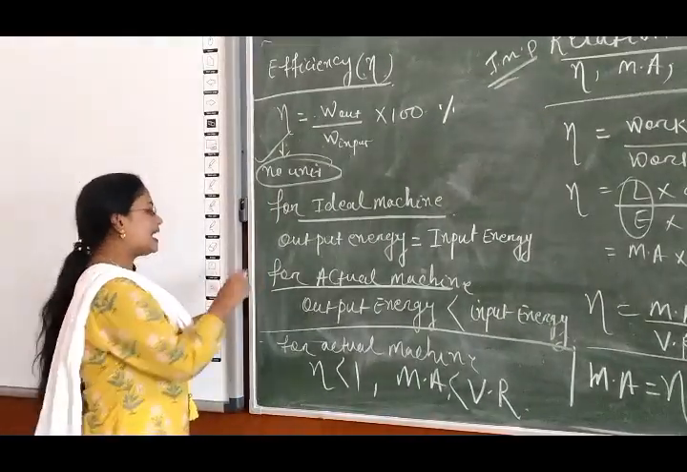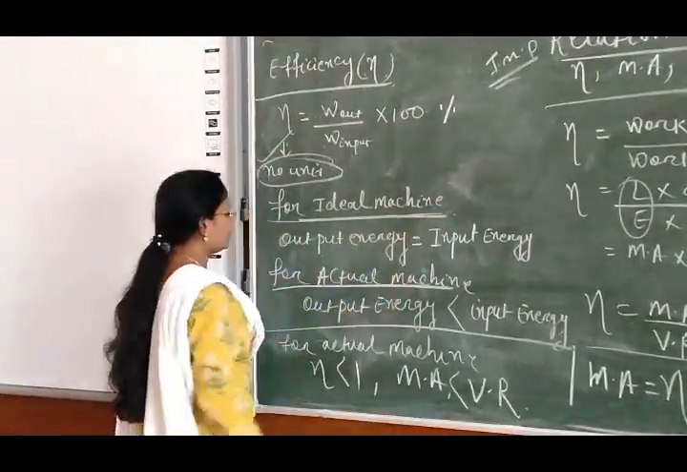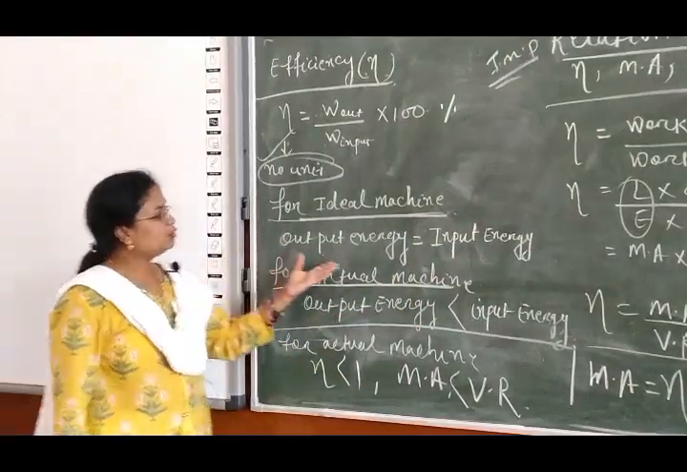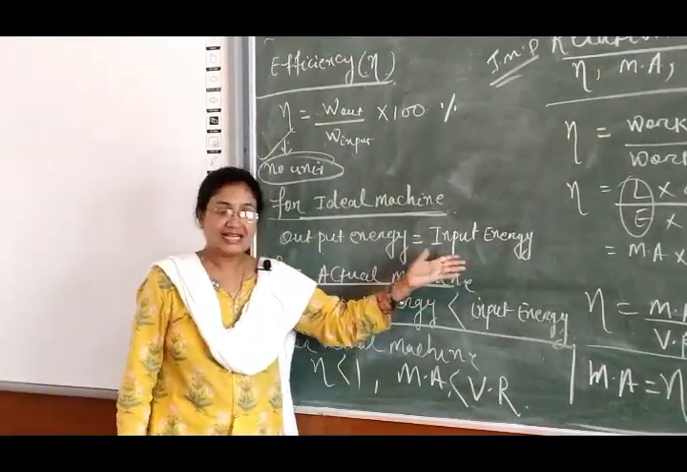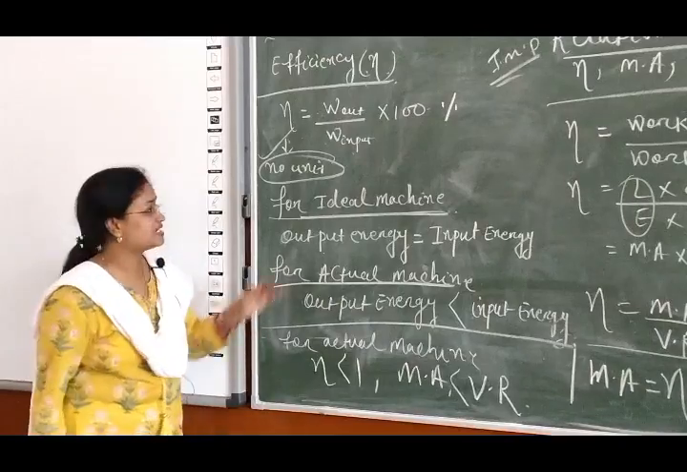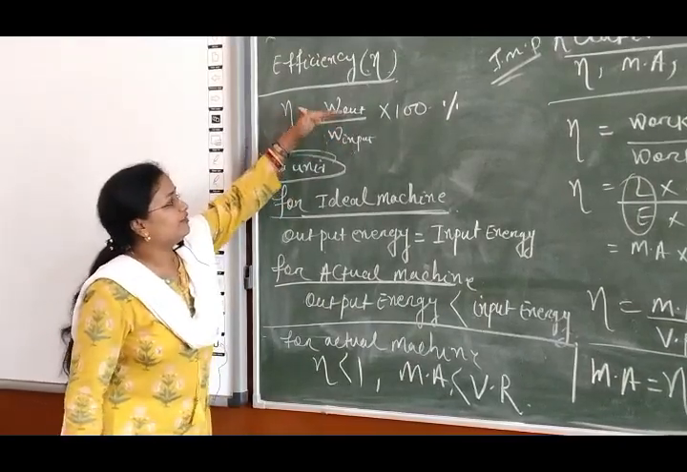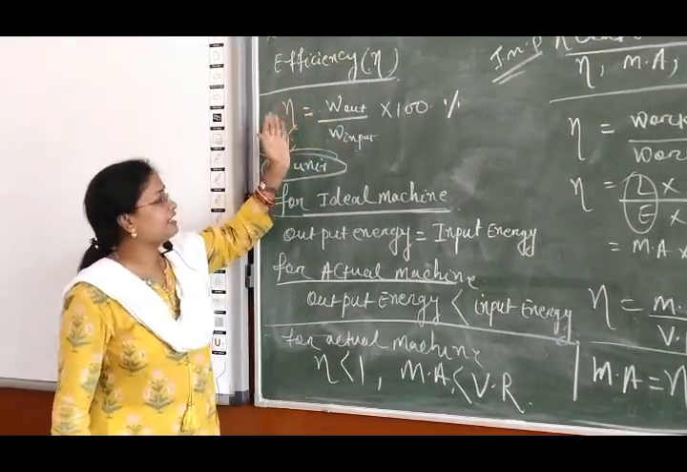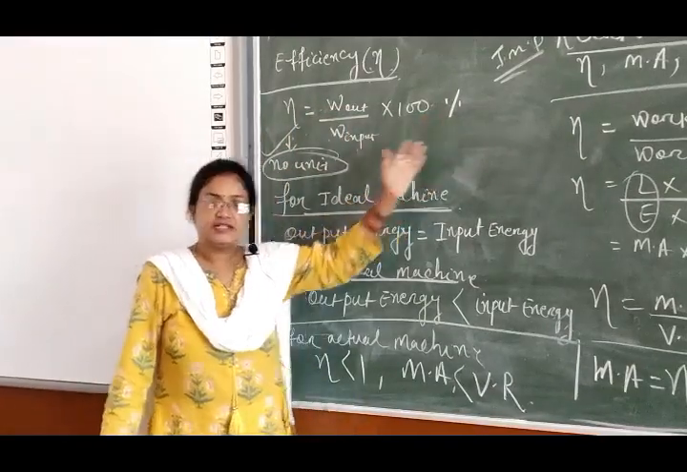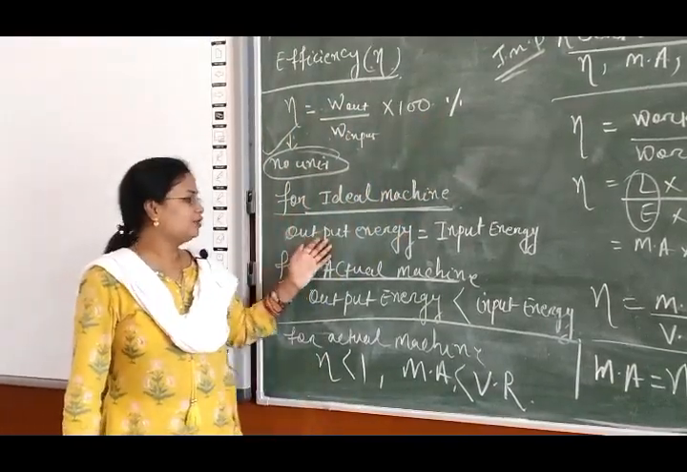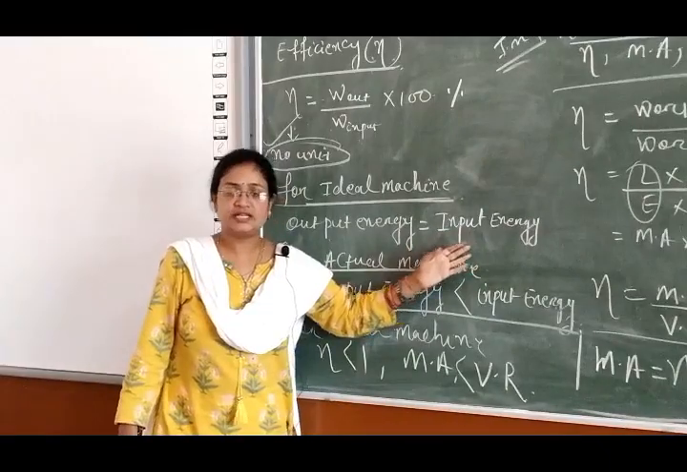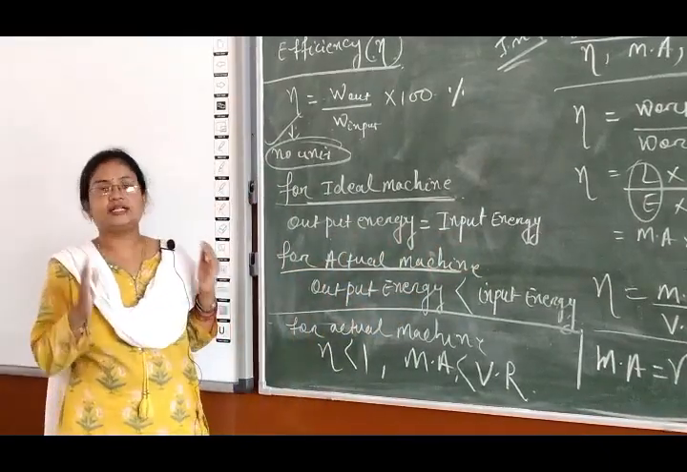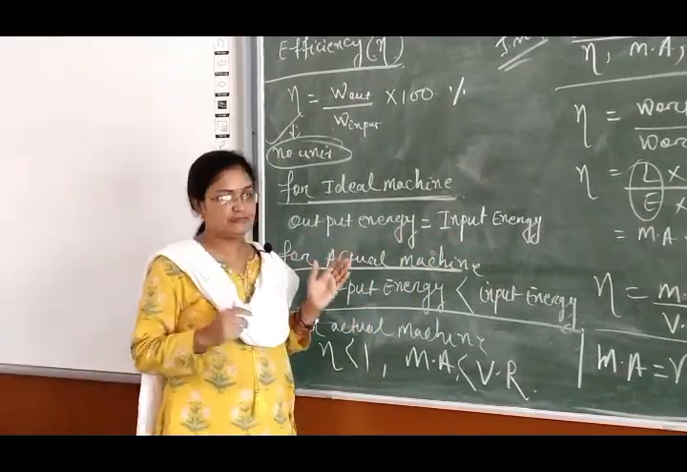And you see, for an ideal machine, the output energy is the input energy. That means efficiency is what? 100%. Output by input, if it is the same, then this is cancelled, then efficiency is 100%. So for an ideal machine, the output energy is equal to the input energy. But it is impossible to construct an ideal machine.